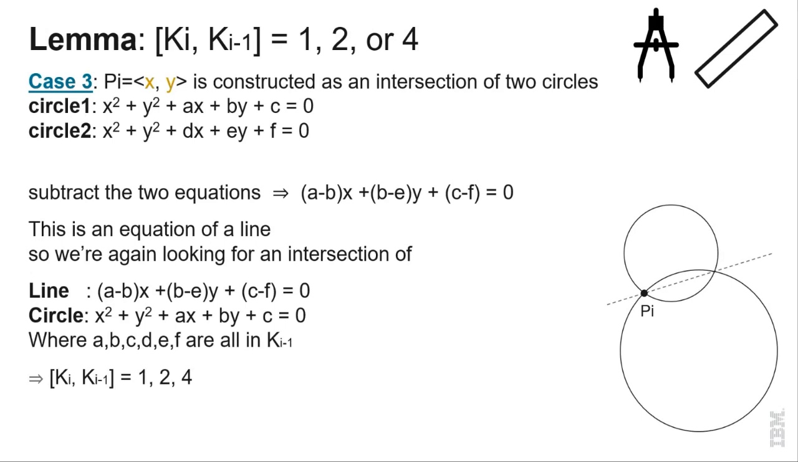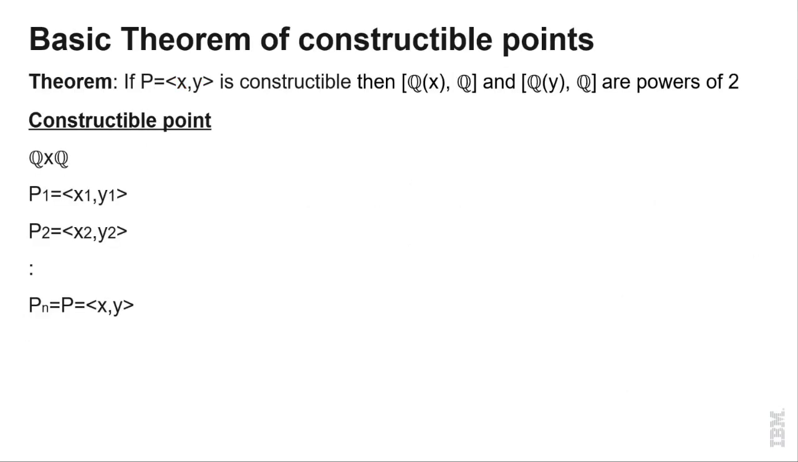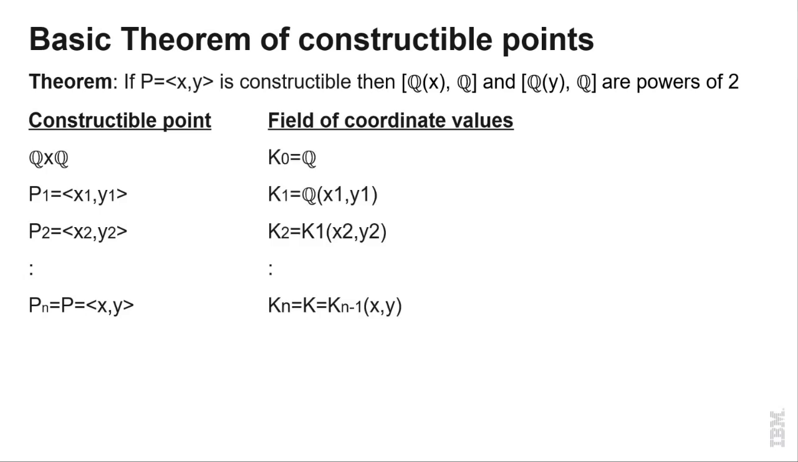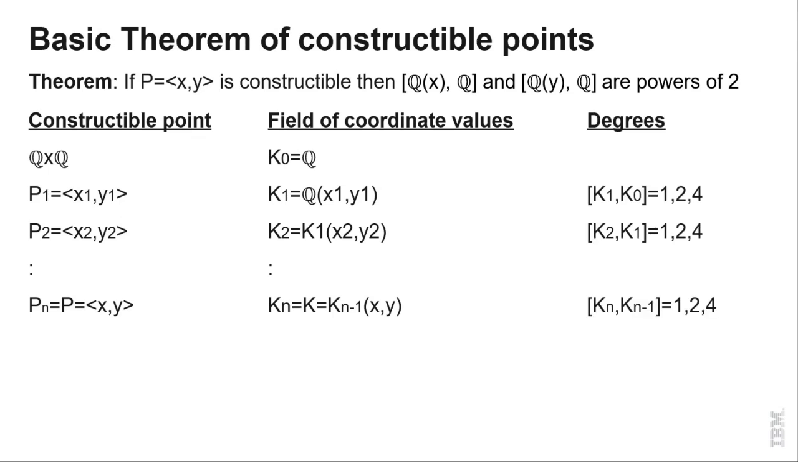So again, in the third case, the degree of the field extension that occurs when you have an intersection of two circles is again 1, 2, or 4. So in all three cases, our lemma holds. If you go back to the original slide, we have a sequence of points, and associated field extensions, and for all these field extensions, the degree of any field extension relative to the previous field extension is 1, 2, or 4.